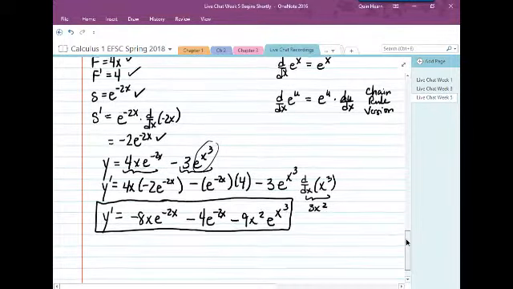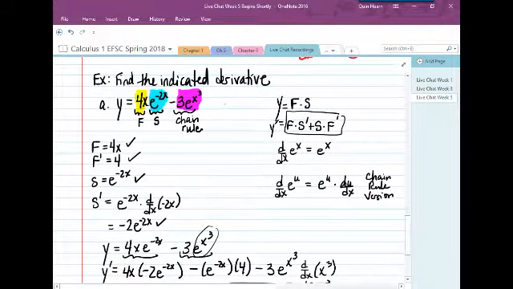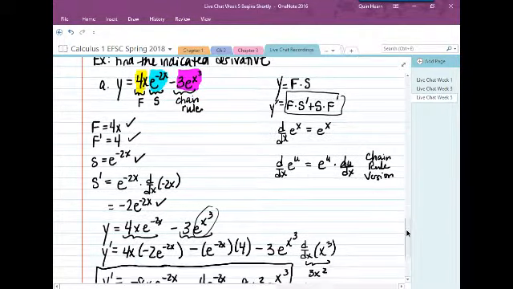Okay, so we're going to do one more like that and then we'll be finished. One more, meaning one more that involves the chain rule together with another type of rule.